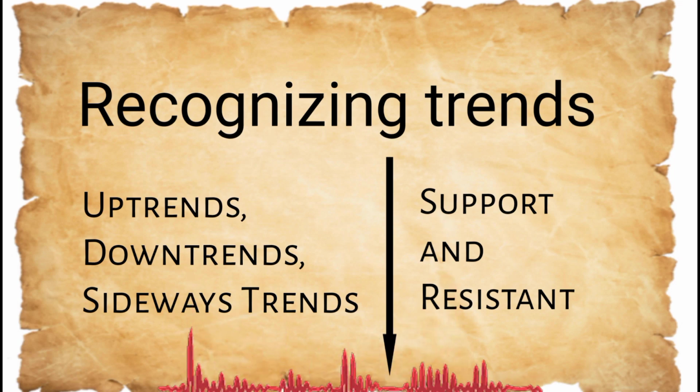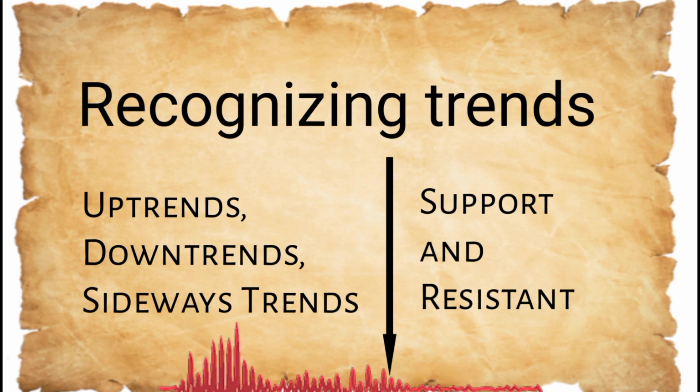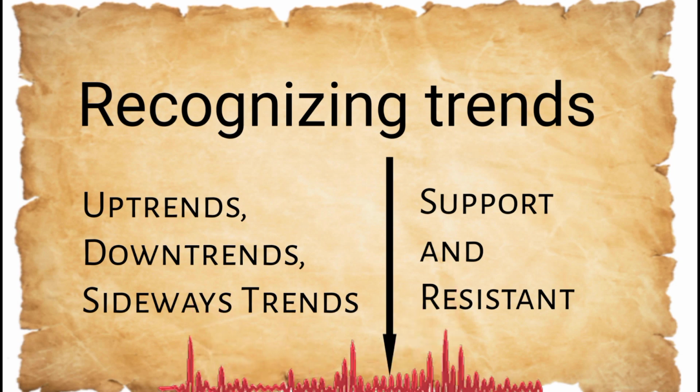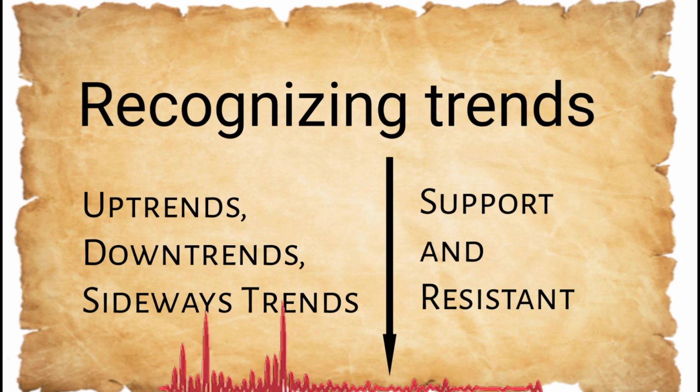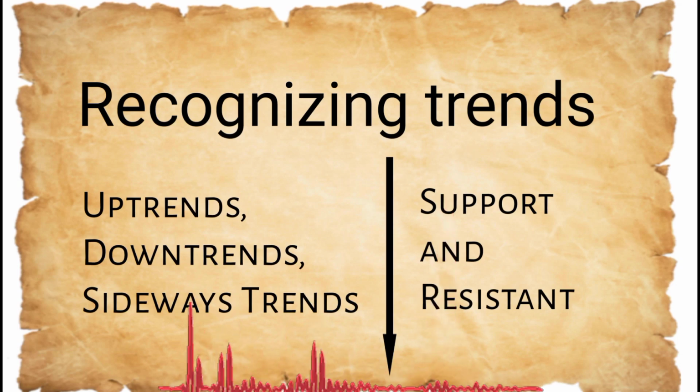To trade successfully, you need to read the market story. If you spot an uptrend, focus on buying opportunities. In a downtrend, look for short selling setups. If the market is moving sideways, be cautious. Trading inside a range can be tricky. By mastering trend lines, support, and resistance, you gain the ability to anticipate price movements instead of reacting to them. That's what separates a skilled trader from the rest.